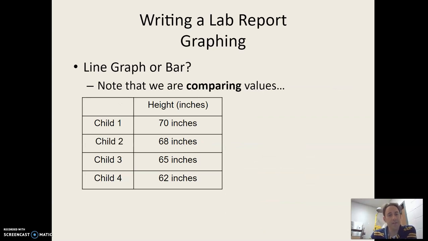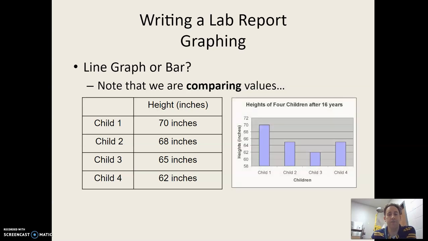In this first example, note that we are comparing values. So we're comparing child 1 to child 2 to child 3 to child 4. They're all kind of independent. It doesn't really matter what order I put these in. So if I put child 2 first, it doesn't change the meaning of the data in any way. So in this kind of case where you're comparing values, you use a bar graph.